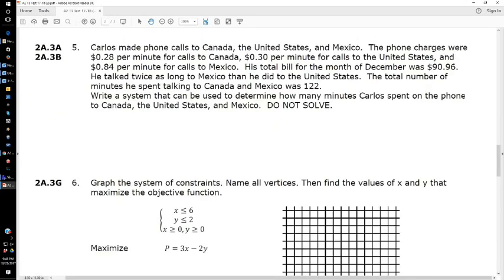Carlos made phone calls to Canada, the United States, and Mexico. The phone charges were 28 cents per minute to Canada, 30 cents per minute to the U.S., and 84 cents to Mexico. It cost a fortune to call Mexico. What's up with that? His total bill for the month of December was $90.96. He talked twice as long to Mexico as he did to the United States. The total of minutes he spent talking to Canada and Mexico was 112. Write a system that can be used to determine how many minutes Carlos spent on the phone to Canada, United States, and Mexico. Do not solve.